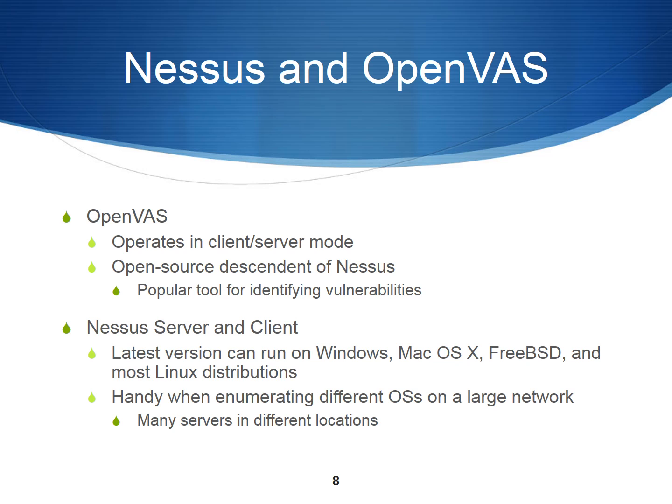Nessus and OpenVAS. OpenVAS operates in client-server mode. It is the open-source descendant of Nessus and is a popular tool for identifying vulnerabilities. The latest version of Nessus Server and Client can run on Windows, Mac OS X, FreeBSD, and most Linux distributions. It is handy when enumerating different OSs on a large network when there are many servers in different locations.